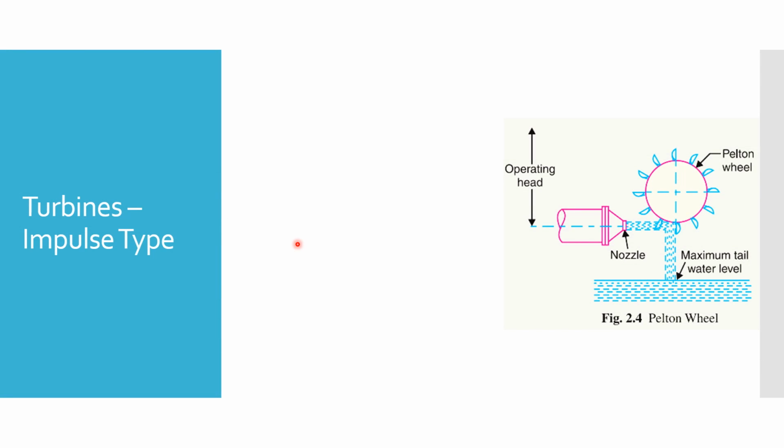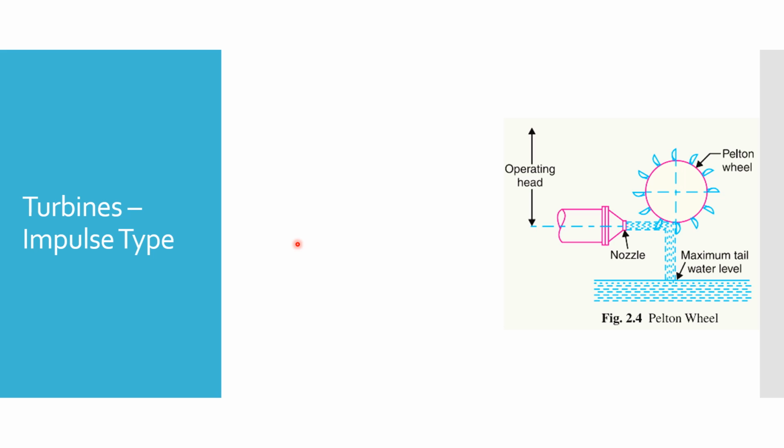Now let us talk about the turbines, the hydraulic turbines, which are placed in a hydroelectric power plant to generate mechanical power. So first of all, we are going to talk about impulse turbines. These are the turbines which rely on impulse force to produce mechanical energy.